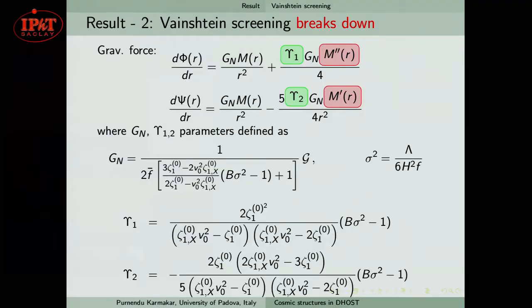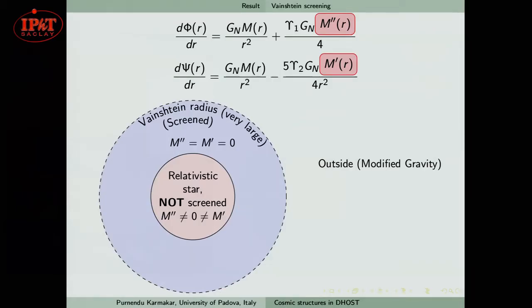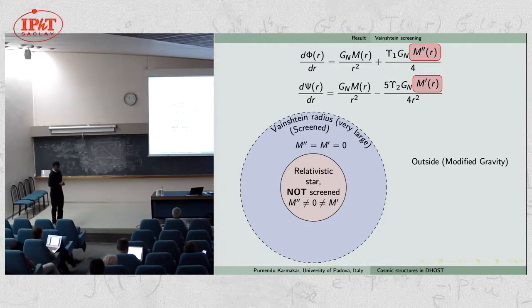So the expressions of gamma 1 and gamma 2 are here, and the G Newton expression is here. The model dependence comes through sigma, and in another place in G Newton. If we are inside the relativistic star or a very massive object, the mass distribution will be varying. Therefore m prime and m double prime inside the matter will be non-zero, so these two terms will be non-zero, and the Vainshtein mechanism will break down inside. However, just outside the relativistic star but inside the Vainshtein radius, it is well screened, and outside it is modified gravity. So we are not able to recover the Vainshtein mechanism inside the relativistic star.